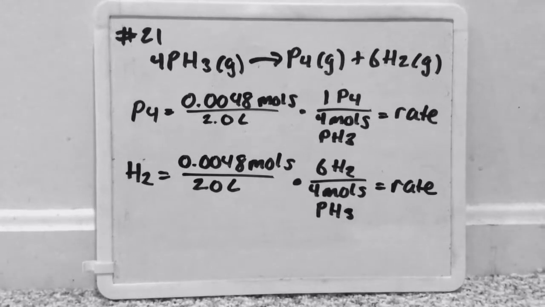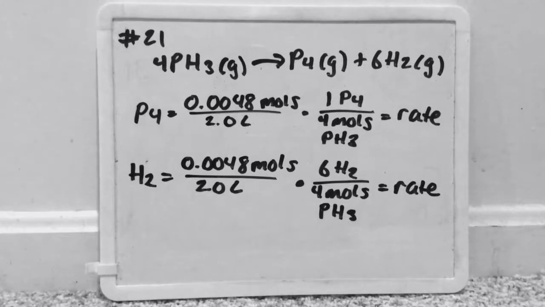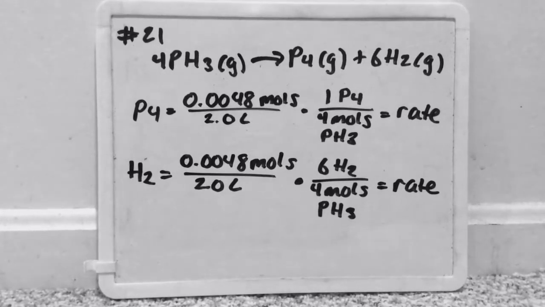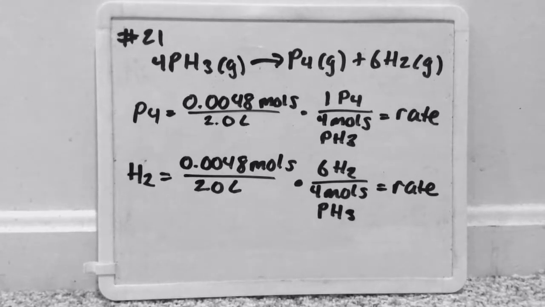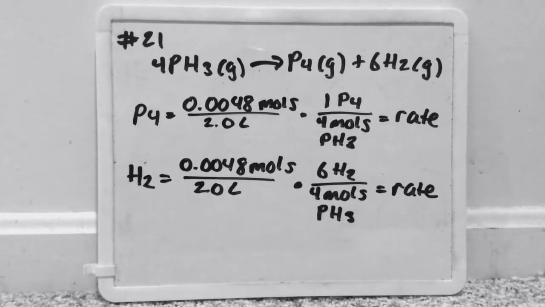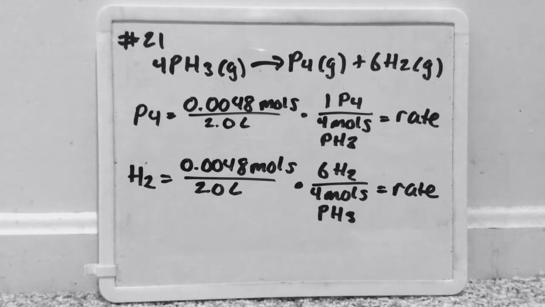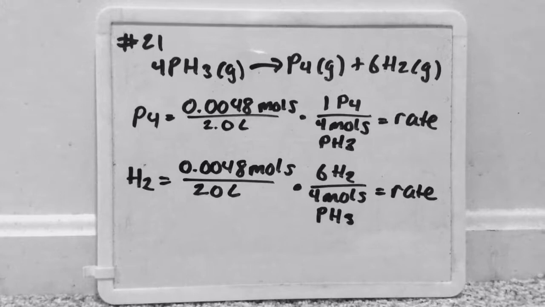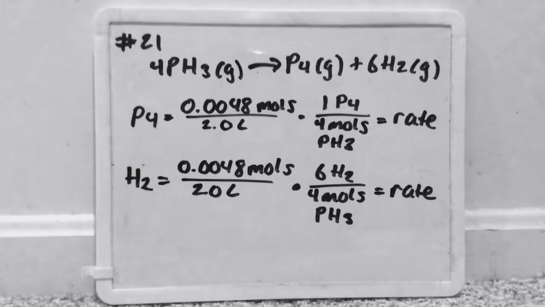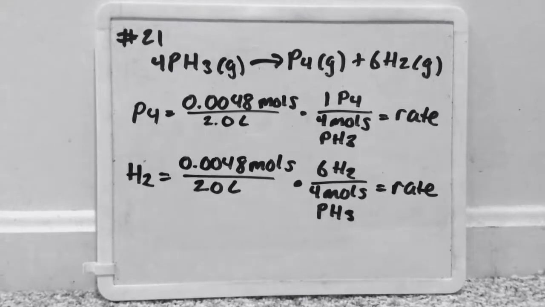So we can set up each equation for the rates of P4 and H2 by writing our given 0.0048 moles of PH3 over 2 liters multiplied by the coefficient of each substance over 4 moles, since that is the overall total of PH3 in the reaction. For P4, we have 0.0048 moles over 2 liters times 1 P4 over 4 moles, and for H2, we have 0.0048 moles over 2 liters again times 6 H2 over 4 moles.